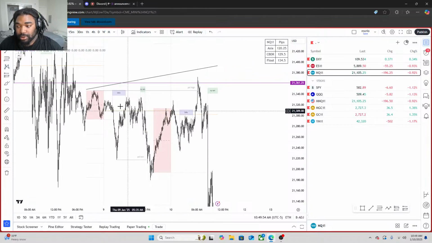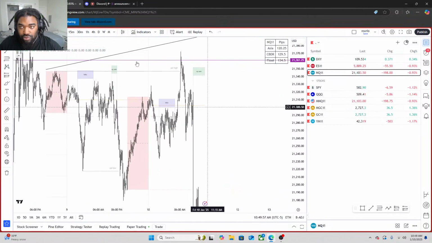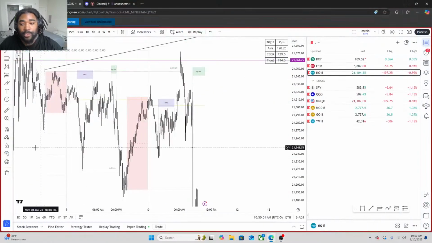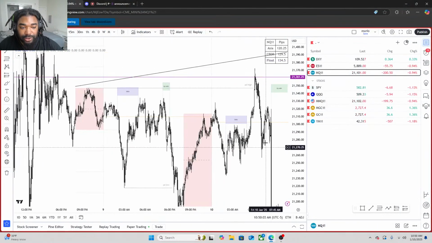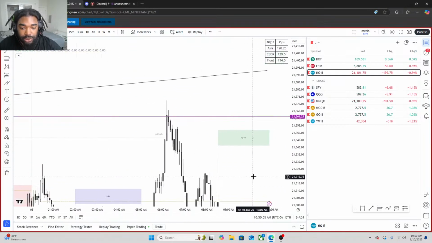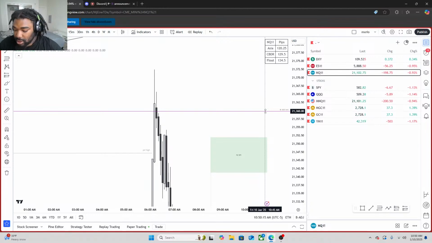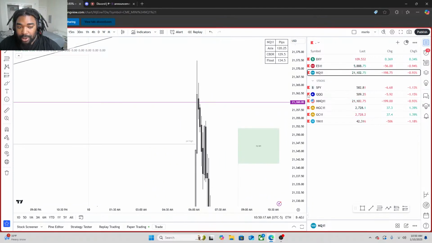Okay, so this purple line was my entry, right? All right, so this purple line was my entry. It was actually 360, 360 flat. It's right here. I got it a little lower though, but we're not gonna talk about it.